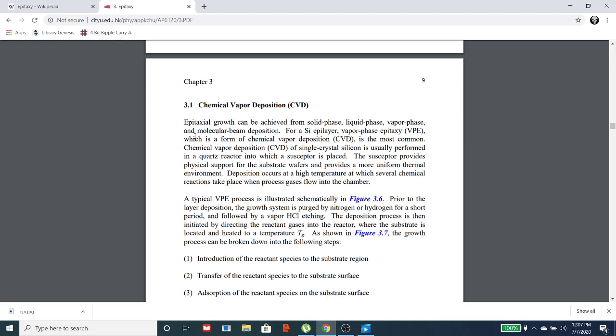Deposition occurs at a high temperature at which several chemical reactions take place when process gas flows into the chamber. So process gas is the main thing that flows into the chamber, and the reaction takes place on the substrate to form a different layer on the substrate.